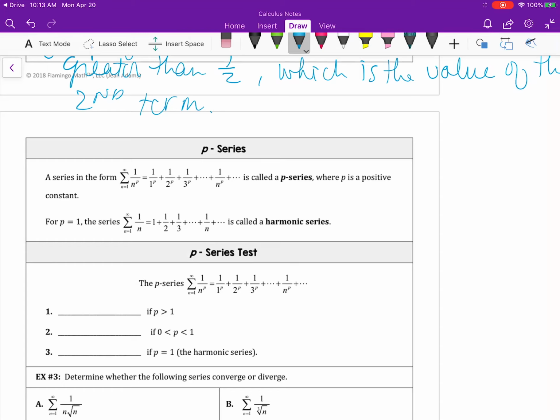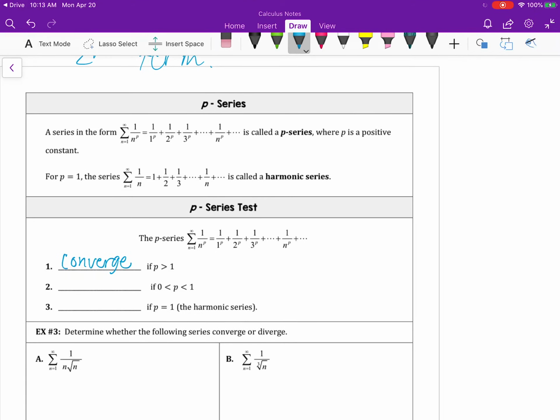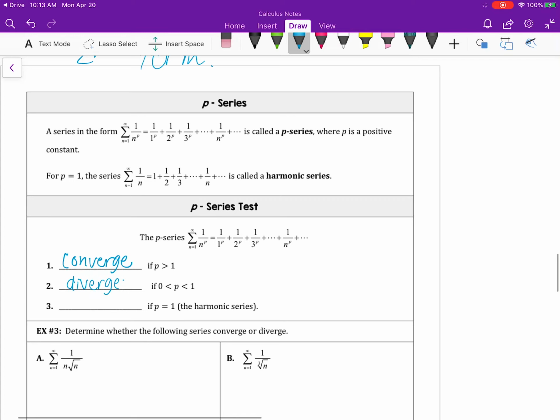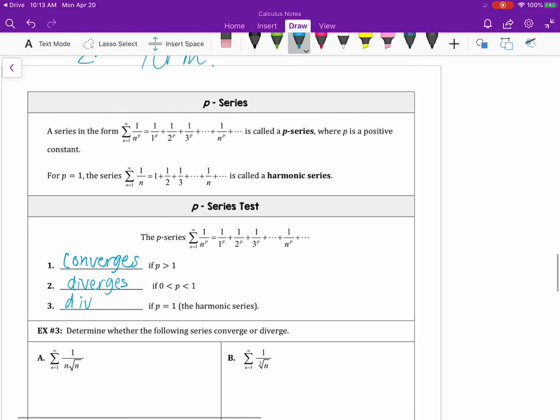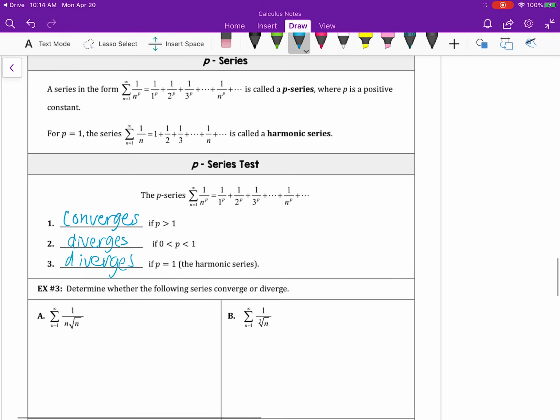So that is called a p-series. So now we're going to define a p-series. A series in the form of summation n equals 1 to infinity, 1 over n to the p, is called a p-series, where p is a positive constant. For p equals 1, the series is called a harmonic series. So this p-series, if p is greater than 1, it's going to converge. If p is between 0 and 1, it diverges. And if p is equal to 1, it also diverges.